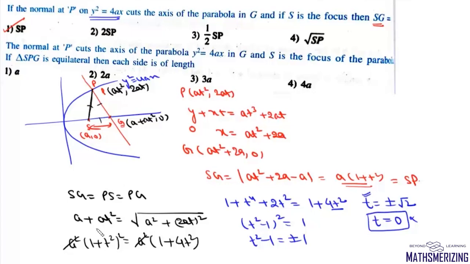So now we need to find the length of this equilateral triangle. So we know that this length of the equilateral triangle is a + at², a(1 + t²). What's t²? t² in this case is 2, which gives simply 3a. So the length of the side of the equilateral triangle is simply 3a.